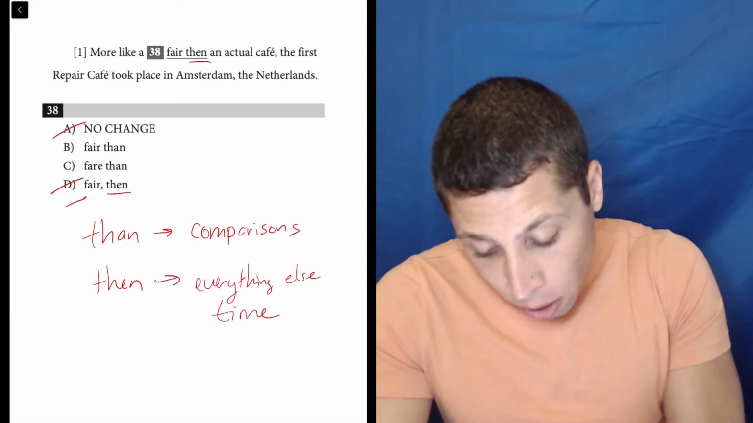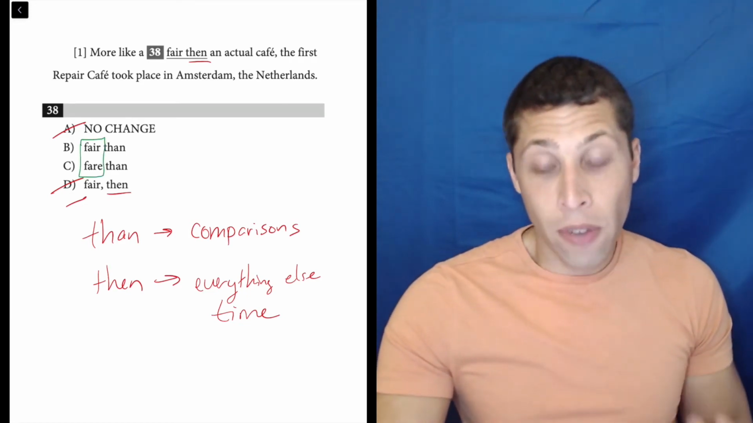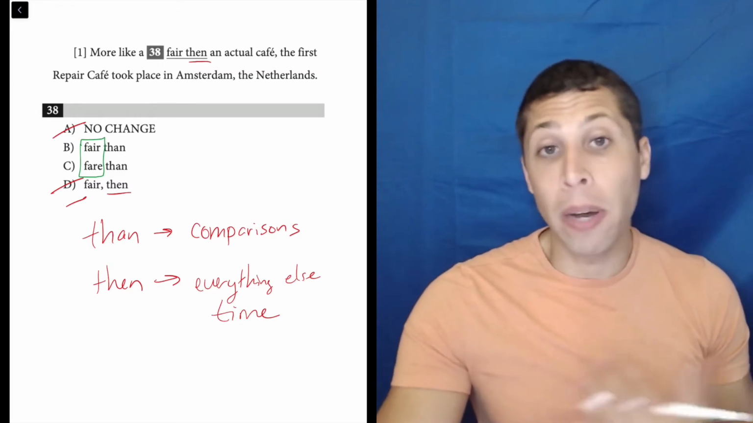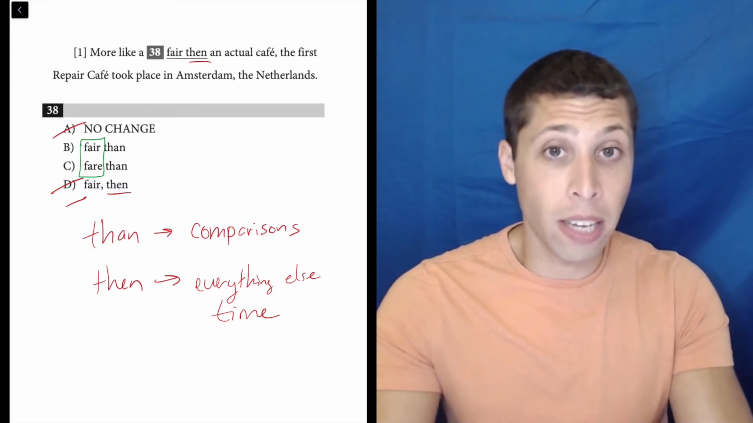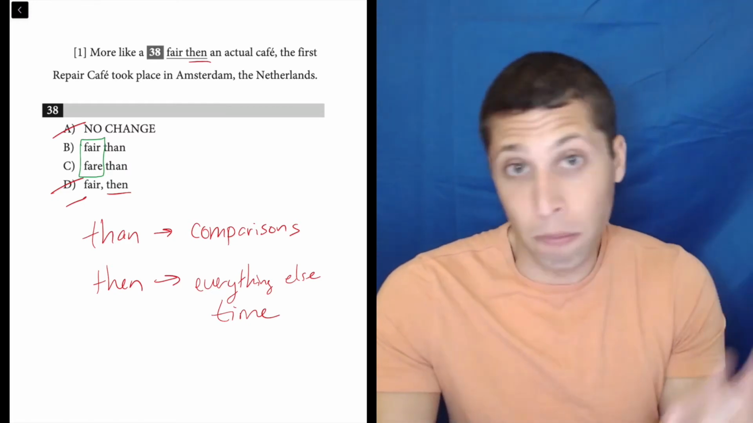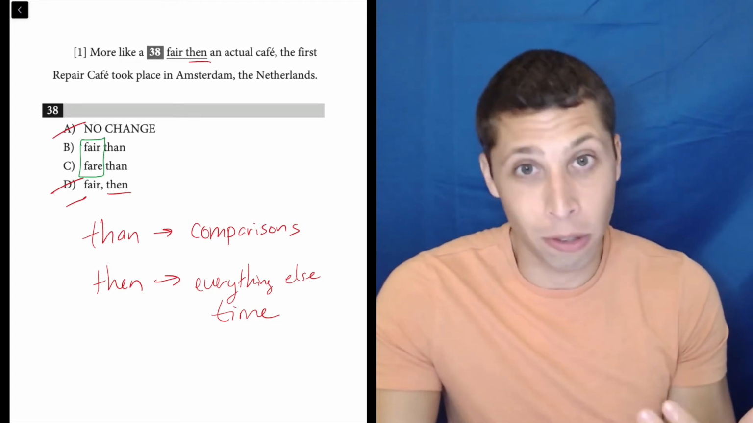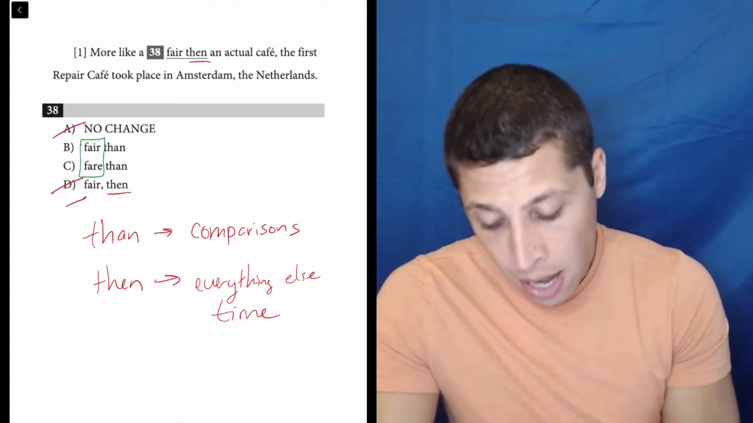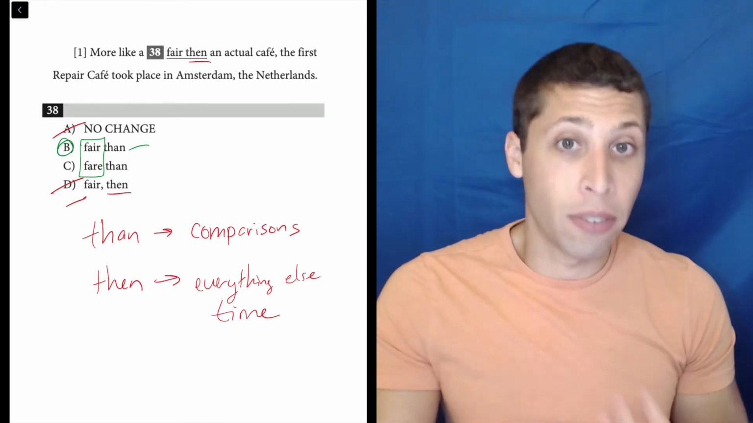So now, obviously, we have to decide between these two versions of the word fair. This might be harder for you, but honestly, if you knew the then thing, you've at least doubled your odds of getting it right. That's progress. That's good. So that means over the long haul, you'll get more questions right because you've increased your odds, even if you're guessing. The answer is B, and the reason is that this is the more common definition of fair.